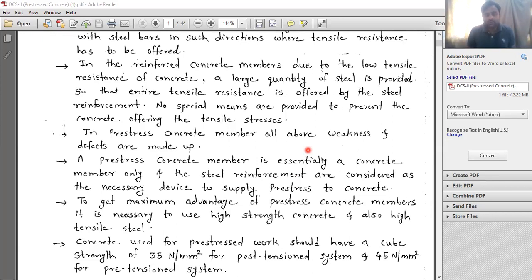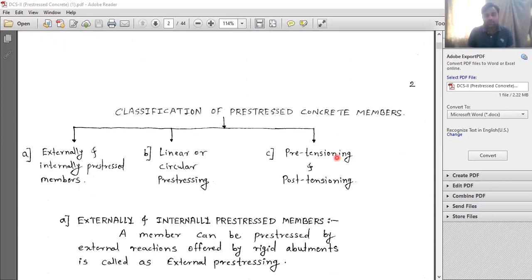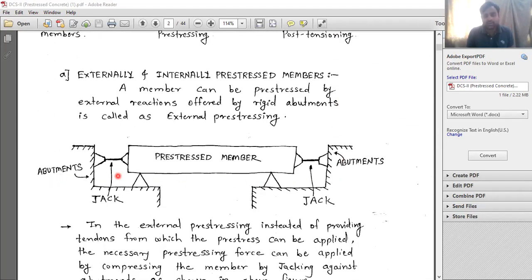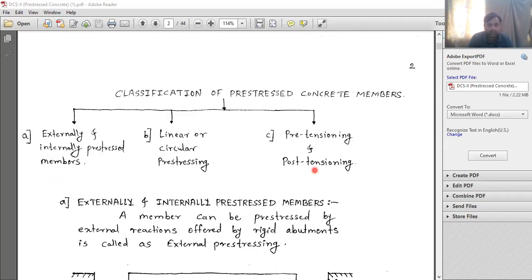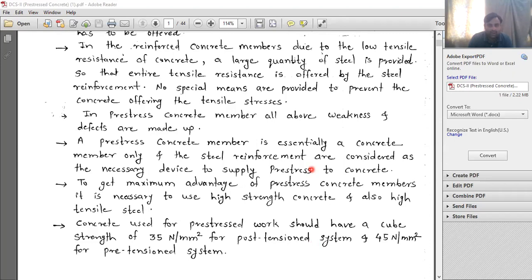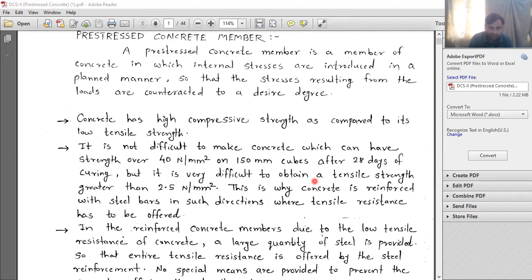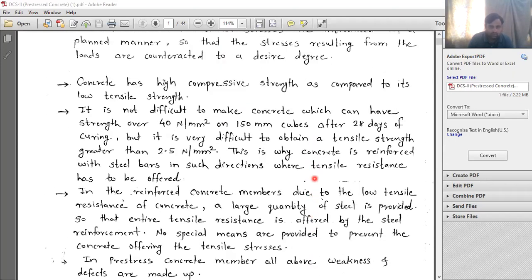And how do we apply the stresses? See here the diagrams are given. Further, we will see how we apply the stresses and all those things. But my main concern is with this now, whatever introduction I have told you just right now. I hope that introduction is understood by you.